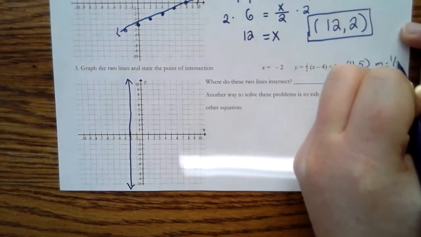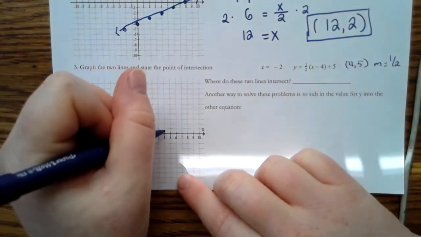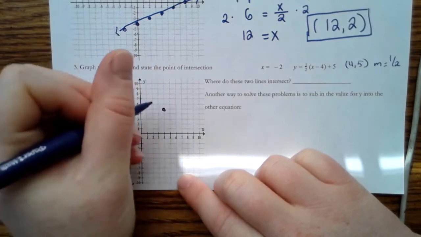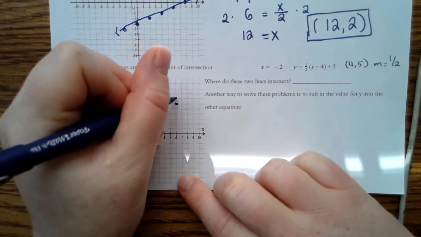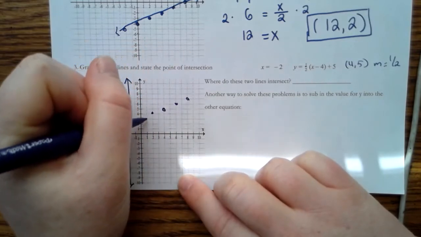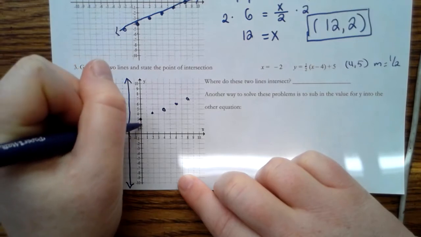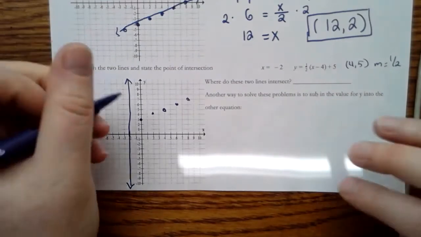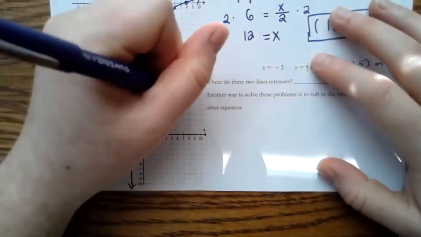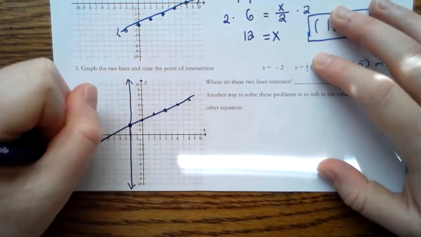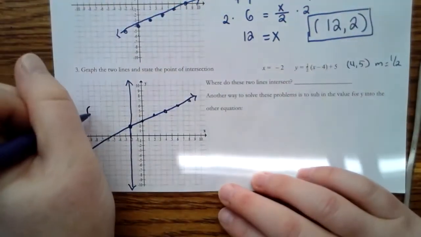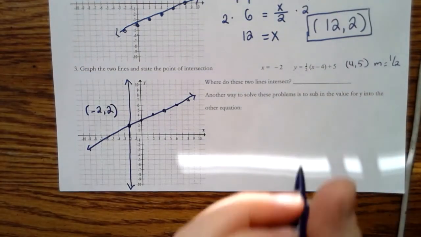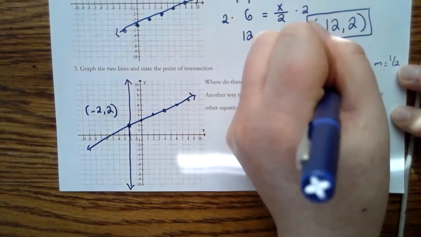The slope is 1/2. So 4. And I'm going to go up 1 over 2 and down 1 over 2. Oh, and I see where they cross. Awesome. So we are solving this two ways. We're solving graphically and algebraically. So I can see that these cross at negative 2, 2.